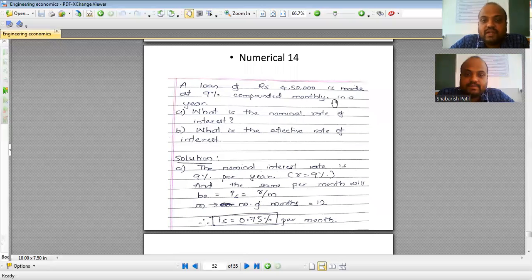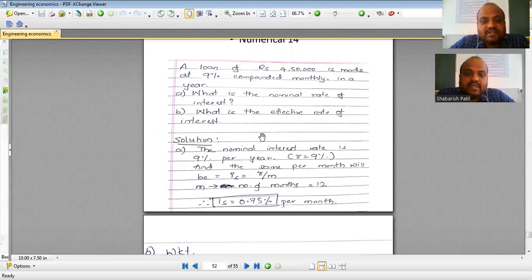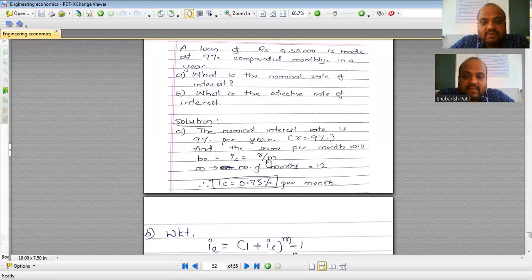We go with another numerical. A loan of rupees 4,50,000 is made at 9% compounded monthly in a year. So what is the nominal rate of interest and what is the effective rate of interest? He's just asking you the interest rate. The nominal interest rate is 9% per year, that is being given. And it is being compounded monthly. Therefore, your IS becomes R by M, where R is 9 divided by M. M is 12 months in a year, so that will be 0.75% per month. So your nominal interest is 0.75% per month or 9% per year.